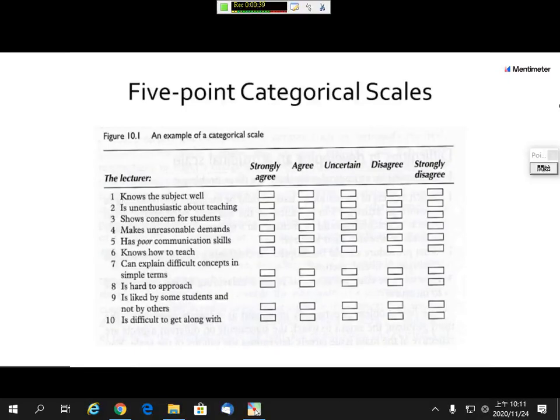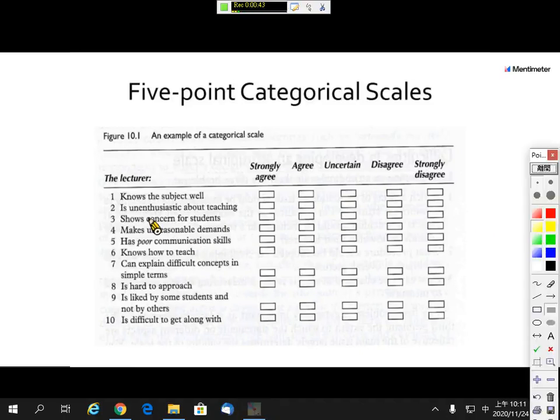So basically, you need to ask, for example, this one, the lecturer knows the subject well, then you just put it over there. Very simple, very easy, straightforward, plain English, or plain Chinese, or whatever language you want to use. You must make sure that it can be understood by your respondent easily, okay?